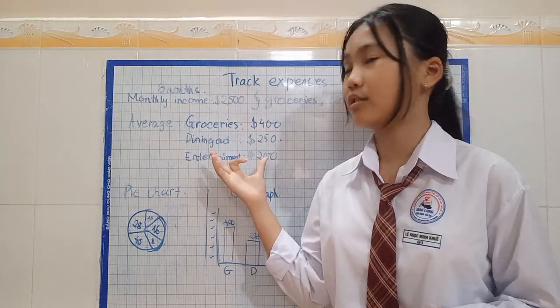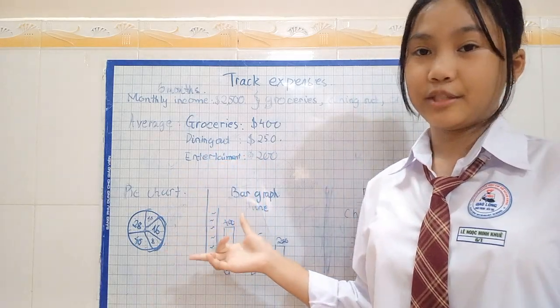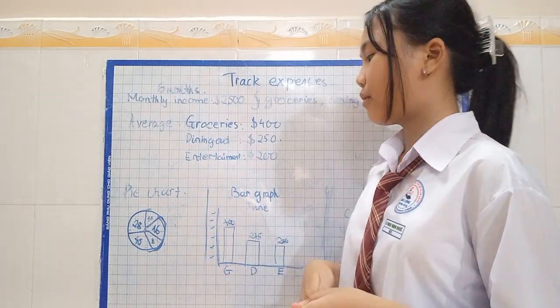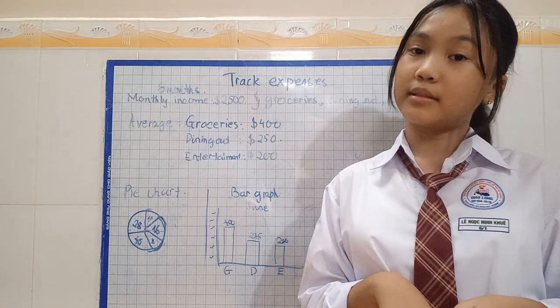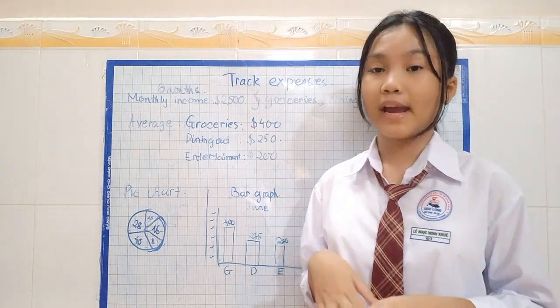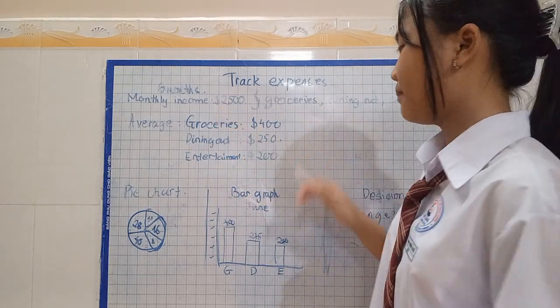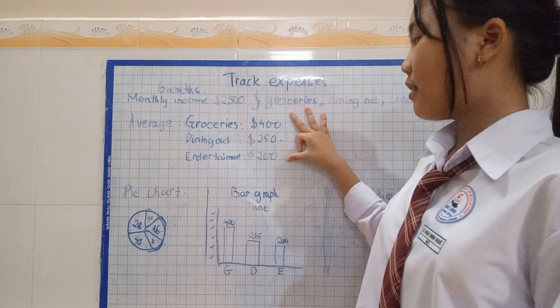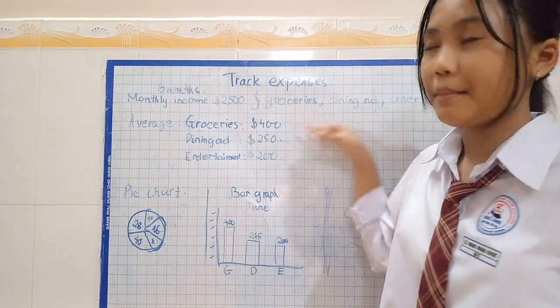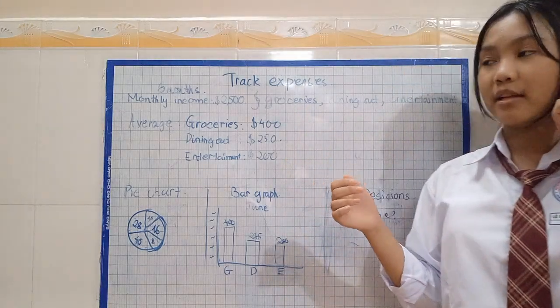These are not the only things that you need to pay for. You also need to pay for your rent and other things, like buying gifts for friends, etc. They are all going to be spent from your income. And these are just the average amount of money that you spend monthly.